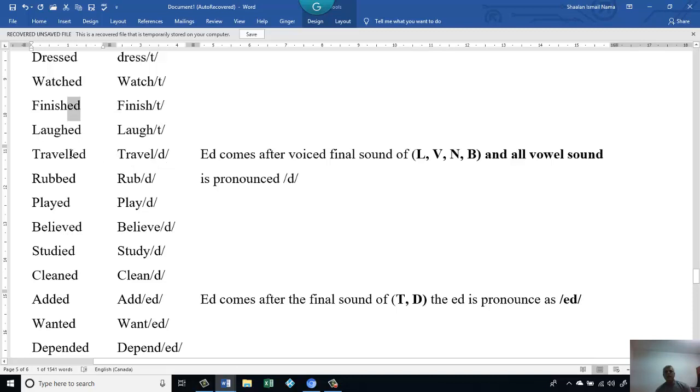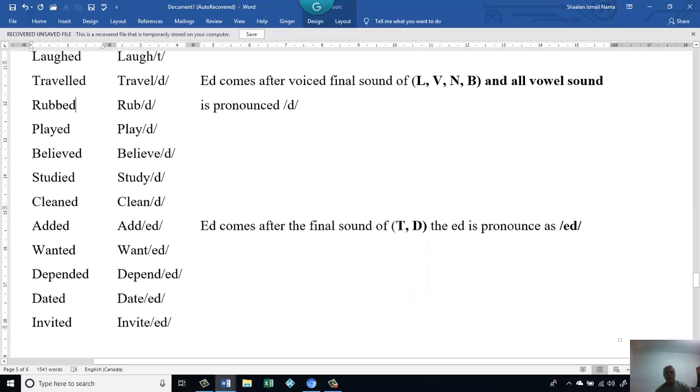If the ed here comes after the voiced final sound of L, V, and B, and all vowel sounds, it is pronounced D. For example, I say ed, we have L, yes we have it, then we have B, then we have Y because this is a vowel, then we say traveled, rubbed, played, believed, studied, cleaned. See, this is ed, we're going to say it with no e. Okay, cleaned.